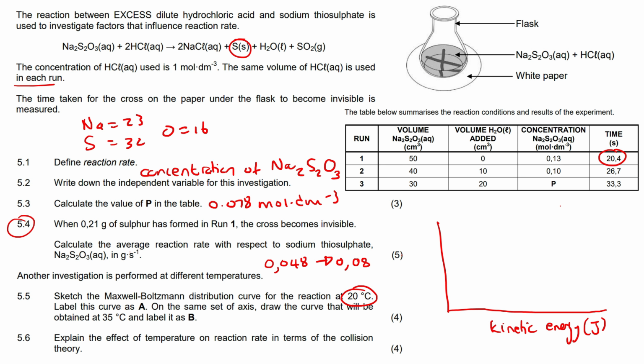So with the Maxwell-Boltzmann curve, then on your x-axis you have kinetic energy, and that is measured in joules. And then over here you've got number of particles on your y-axis. Okay, so let's just do the one at 20 degrees. We know a typical Maxwell-Boltzmann does something like that. Okay, let's just label that A.